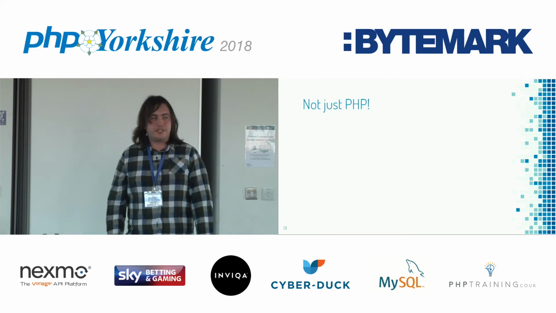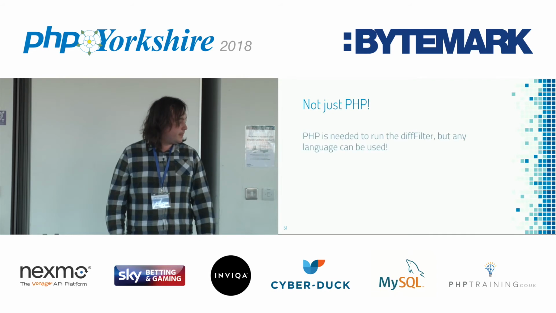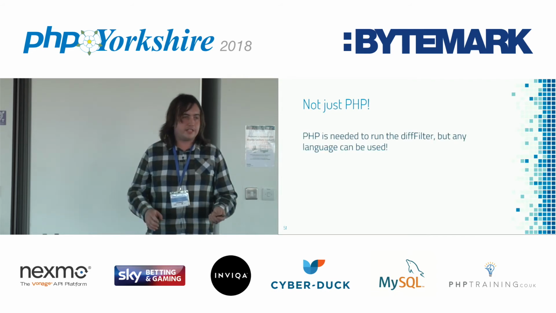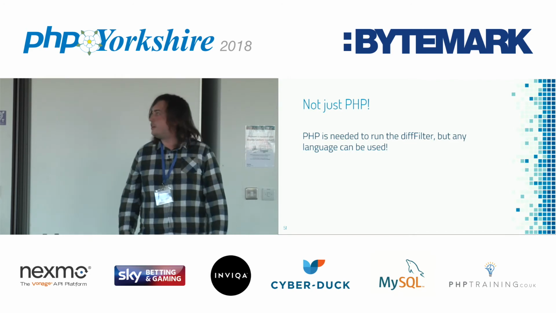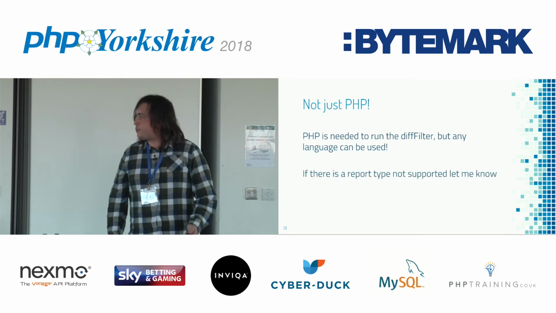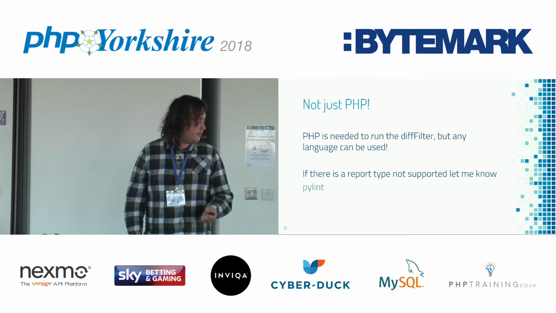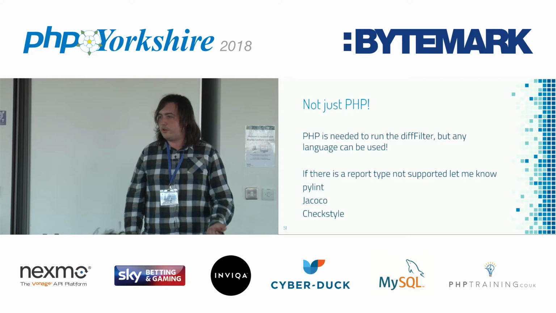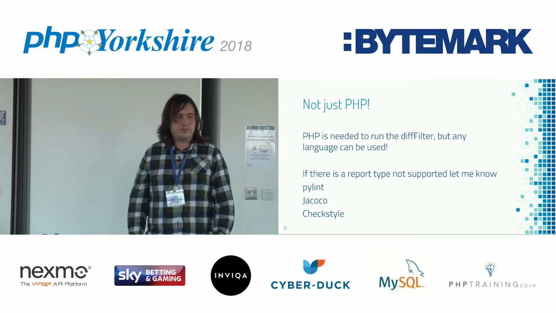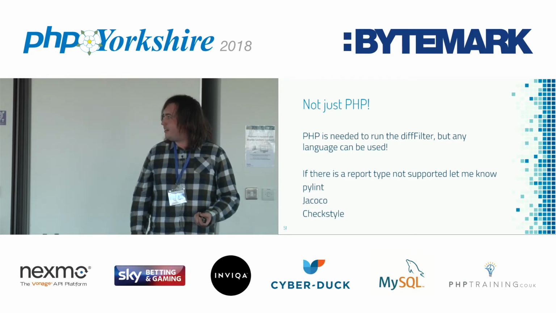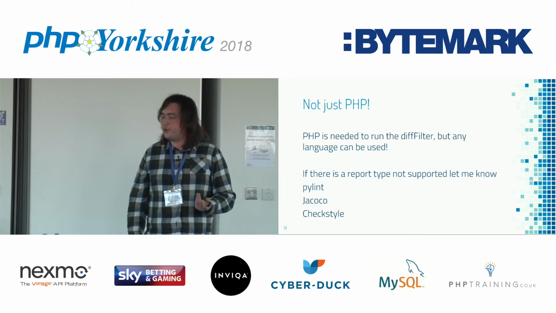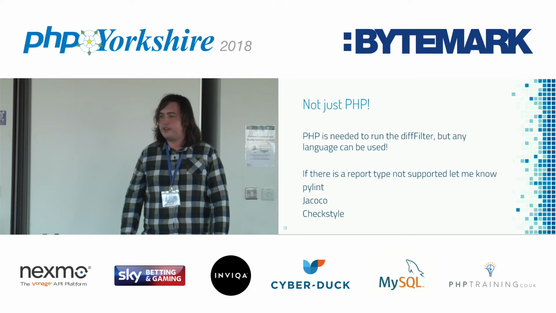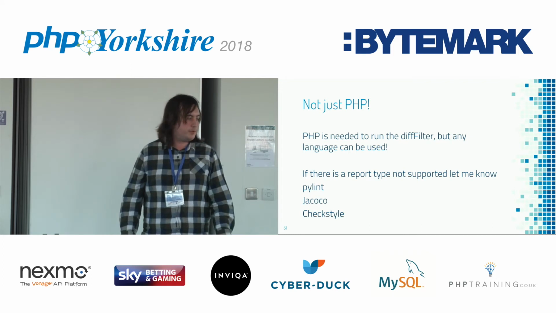And it's not just for PHP. So if you're using other languages, diff filter can just take in the output from the command, the diff itself, and then complain about the differences. If there's a report type that isn't supported, let me know. But Pylint is supported, JaCoCo, Checkstyle, they're all quite common to see. There's other things as well, like Buddy, which is a magic number detector for JavaScript, and ESLint is supported. So it's not just your PHP that you should be trying to improve.